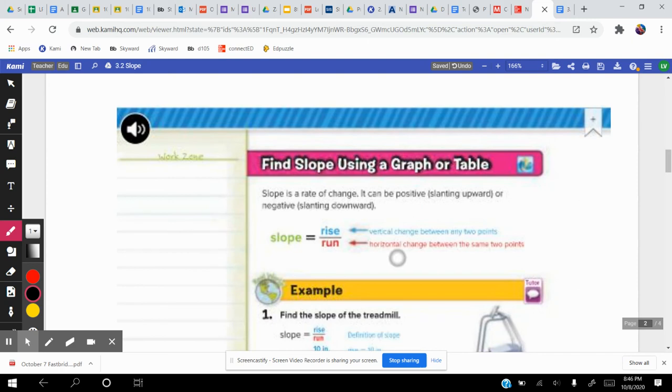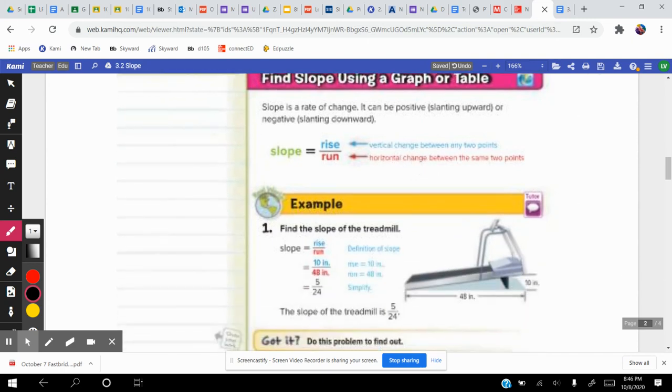Find slope using a graph or table. Slope is a rate of change. It can be positive, slanting upward, or negative, slanting downward. Slope equals rise divided by run. Rise is the vertical change between any 2 points. Run is the horizontal change between the same 2 points. Another way to remember rise divided by run, and which values are in the numerator versus the denominator, is spelling rise with a Y, and then divided by run. Rise indicates the values that go up or down. Run indicates values that go right or left.